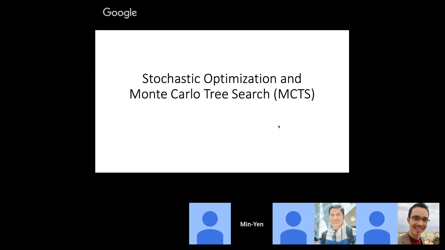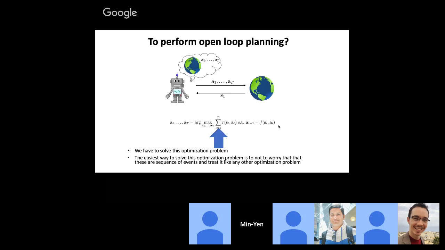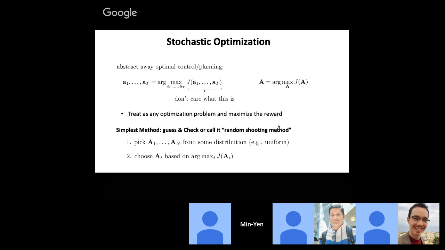Okay, good afternoon. Let me continue here. Stochastic optimization and Monte Carlo tree search. So you say that we have to solve this optimization problem. He's going to just do the open loop, and she said that when you're solving this, you can just forget about the real meaning of this. Forget that there are time steps, forget that they are planning, and you just solve it as an optimization problem and not worry about anything, just like any optimization problem. This is one approach. So you want to treat this as any optimization problem and maximize the rewards.